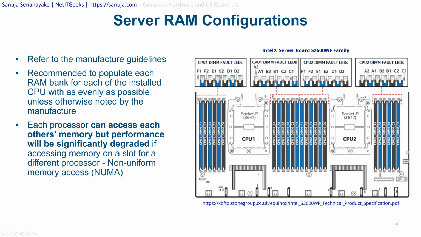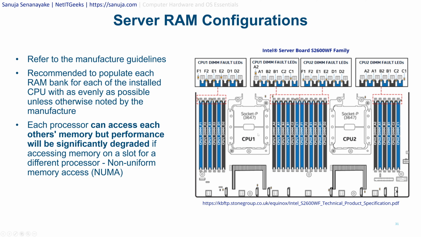If you have only one processor installed, then you only have to worry about populating the RAM associated with CPU 1. It is important that if you are installing one CPU, you install it in the CPU 1 slot, not the CPU 2 slot. Again, refer to your server's manual on how to install one CPU on a multi-CPU board, like dual or quad CPU configurations.